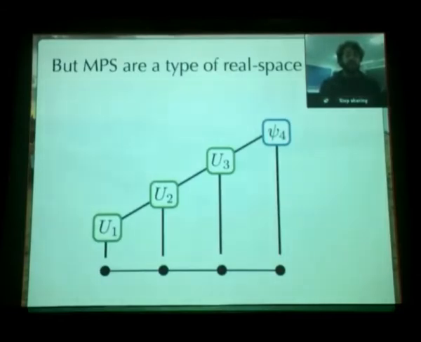as actually a kind of real space RG, where first you think of applying U1, and that takes the basis for site 1 and transforms it into some kind of renormalized basis. Then you apply U2, then you apply U3. Each time you're grouping more sites together into some kind of renormalized basis. And finally, at the end, you have your wave function there at the top, which is psi 4.